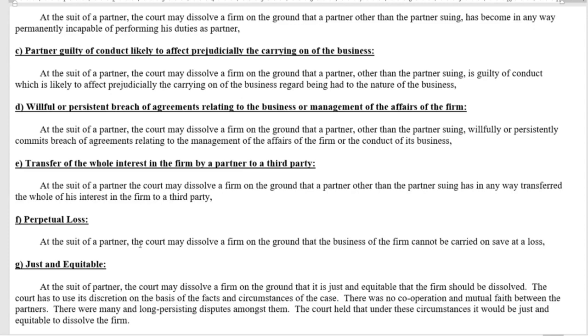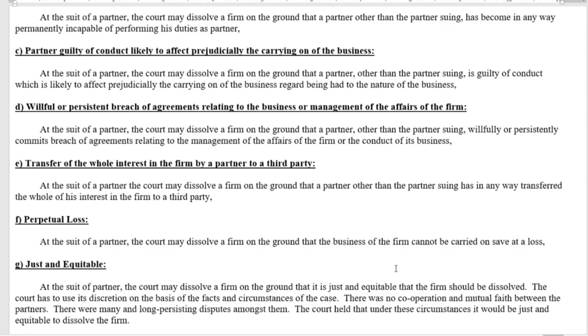So the court may dissolve a firm on the ground that the business of the firm cannot be carried on. To save from the loss, the court may order the dissolving of the partnership firm. So this is also one of the grounds we can see with regard to dissolving the firm, that is continuous losses. So the court may grant the order to dissolve the partnership firm.